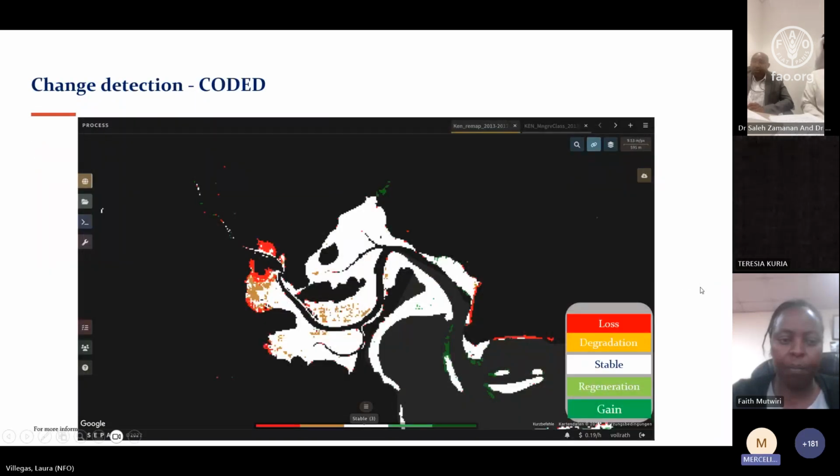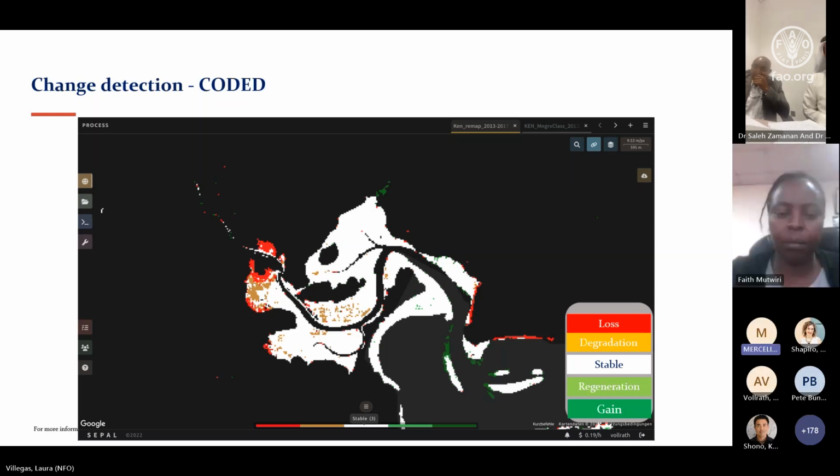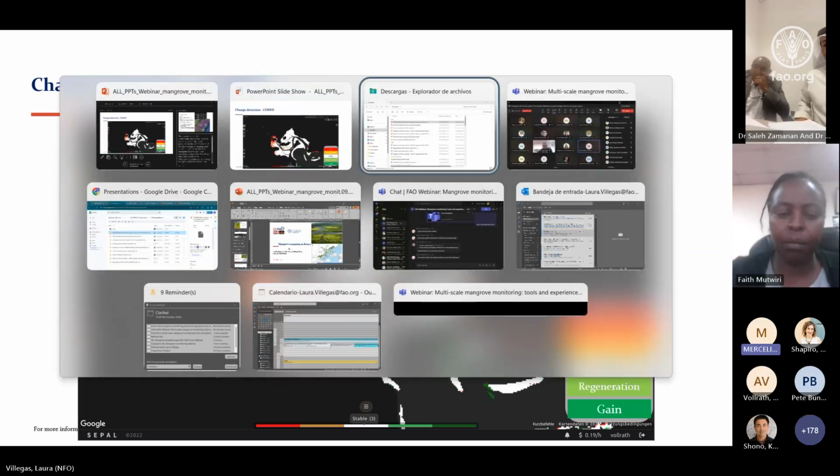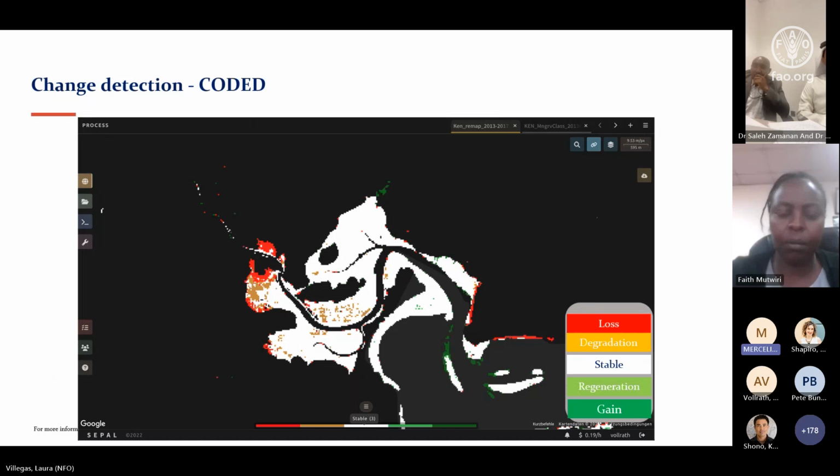We were also able to use a coded tool or coded algorithm for change detection again per se, and in this regard, we were combining the different classifications for 2 times as well as the CDC, and therefore we are able to show areas where there was some loss in mangroves, where there was some sort of degradation, areas that remained stable, as well as regeneration, and also areas where there was some gain. Next slide, please.